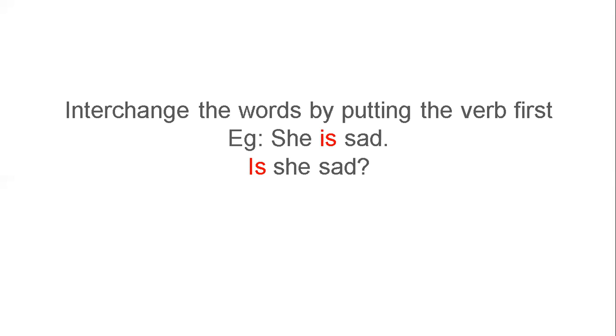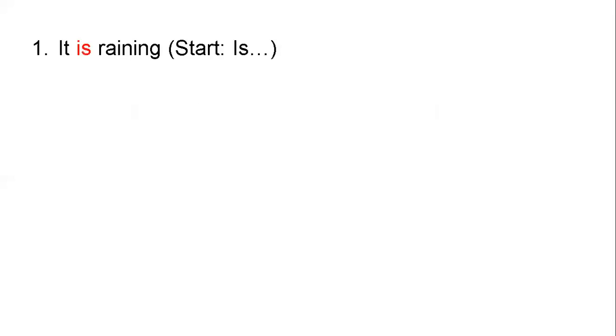All you need to do is look for the verb, put the verb first, and then write the rest of the words. Don't forget the question mark and the capital letter in the beginning of the sentence. Got that? Okay. You try this. It is raining. If you can get this answer right, that means you understood that first rule very well. It is raining. Start with the word "is". Why? Because "is" is the verb over here.